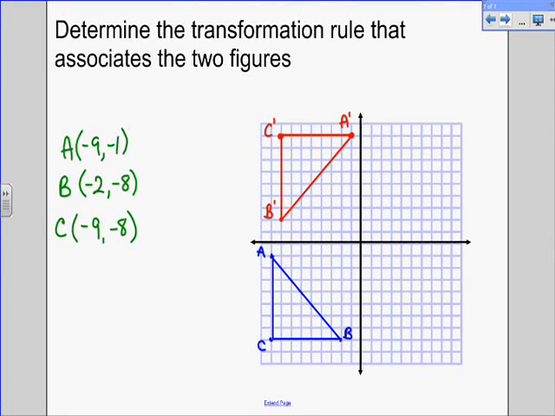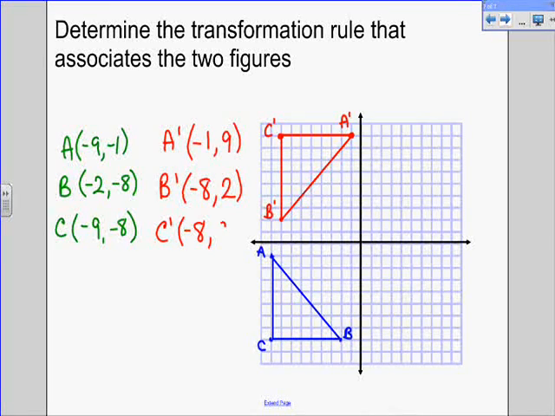We'll take a look at the image. A prime is at -1 and 9. B prime is at -8 and 2. And C prime is at -8 and 9. So we're trying to figure out what actually happened to our x and our y. So if each of these points has an x and a y, what ended up happening?